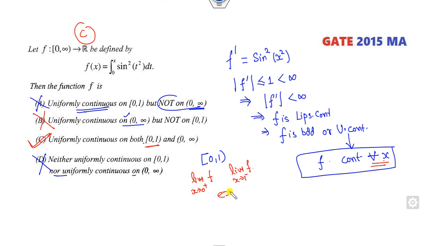This must exist. Why? Because we already proved that it is continuous for all x. So this is part of the x as well. So it is also uniform continuous. So the right answer is my C.